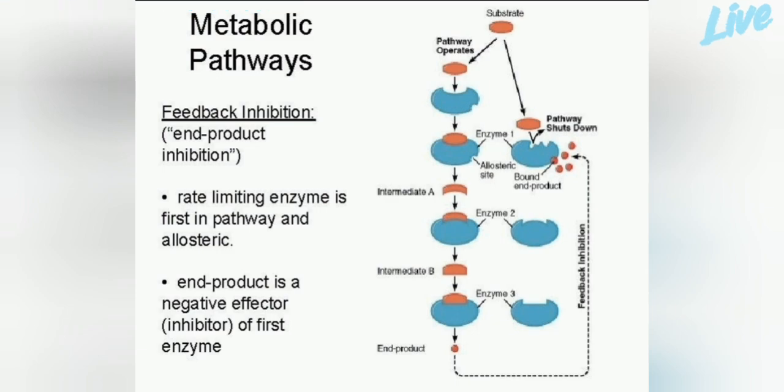Control regulation number two, allosteric regulation. Some enzymes have special sites called allosteric sites, where molecules bind and change the shape of the enzyme. This happens upon need to control the end product.